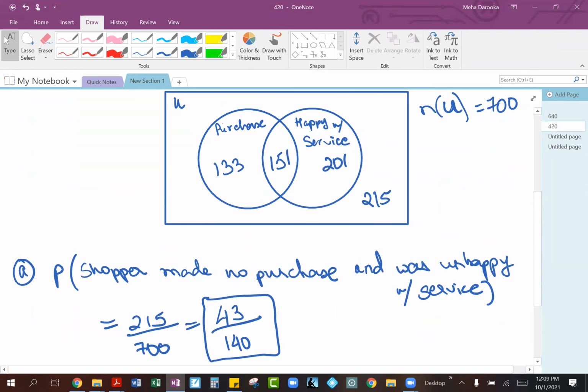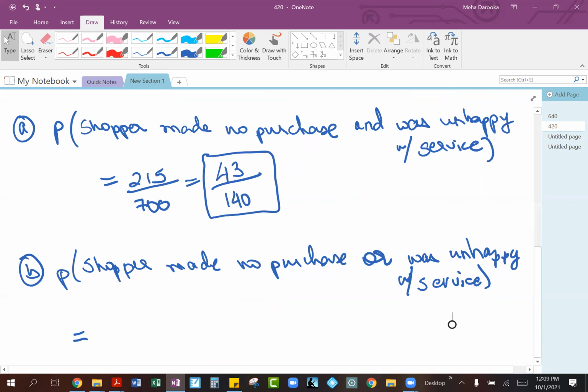So we'll go back to our Venn diagram here. Unhappy with the service or made no purchase. So would we add the happy with service, not the intersection, 201 and the 215? Yeah, because the intersection, the 151, is they were happy and they made a purchase, right? And this one, of course, is no purchase and unhappy.